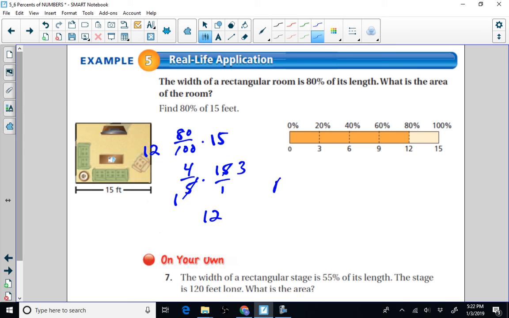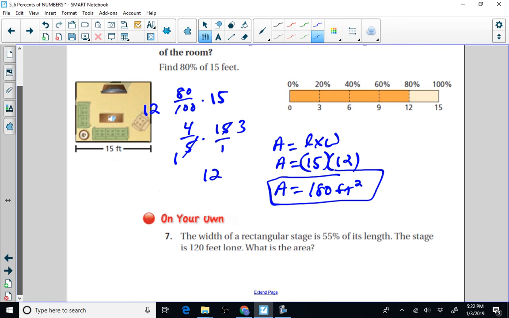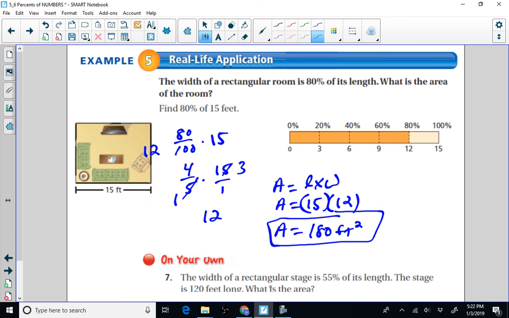To find the area is going to be equal to length times width. Area is going to be equal to 15 times 12. That's going to be what? 150 and 30. Area is going to be 180 square feet. Let's take a look at the next example.